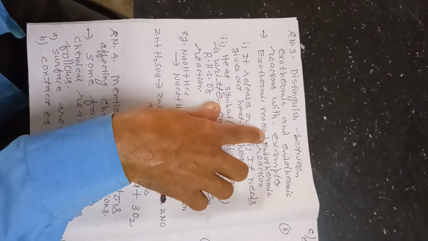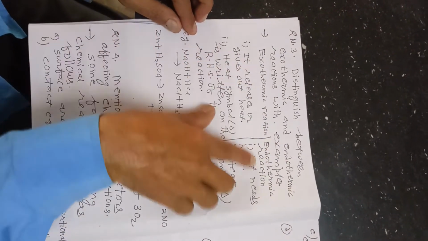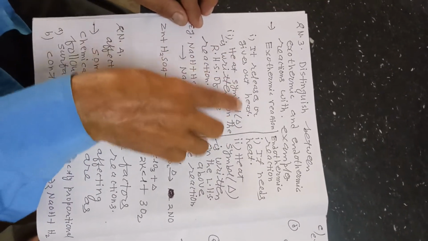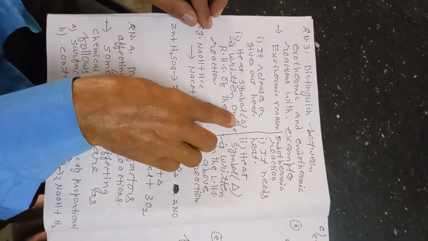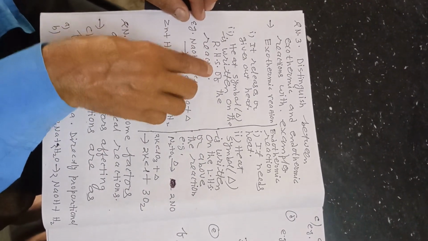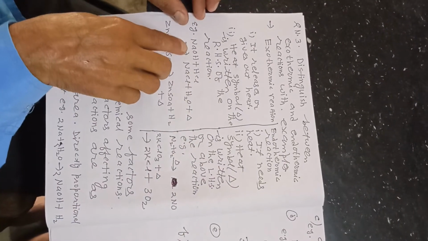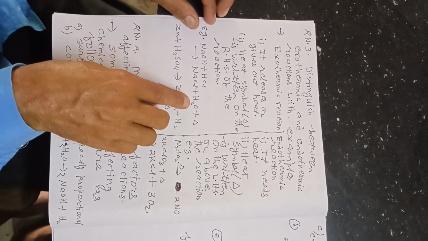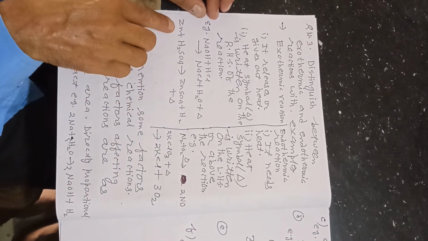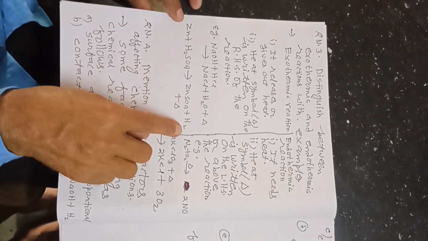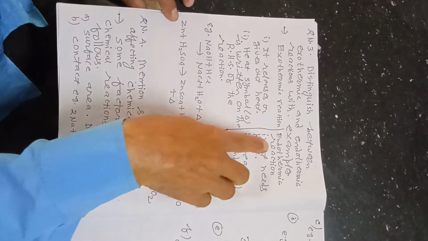Question number 3. Distinguish between exothermic and endothermic reactions with examples. Exothermic reaction: I. It releases or gives out heat. II. Heat symbol delta is written on the right hand side of the reaction. Example: sodium hydroxide plus hydrochloric acid gives sodium chloride plus water plus heat. Another example: zinc plus sulfuric acid gives zinc sulfate plus hydrogen plus heat.